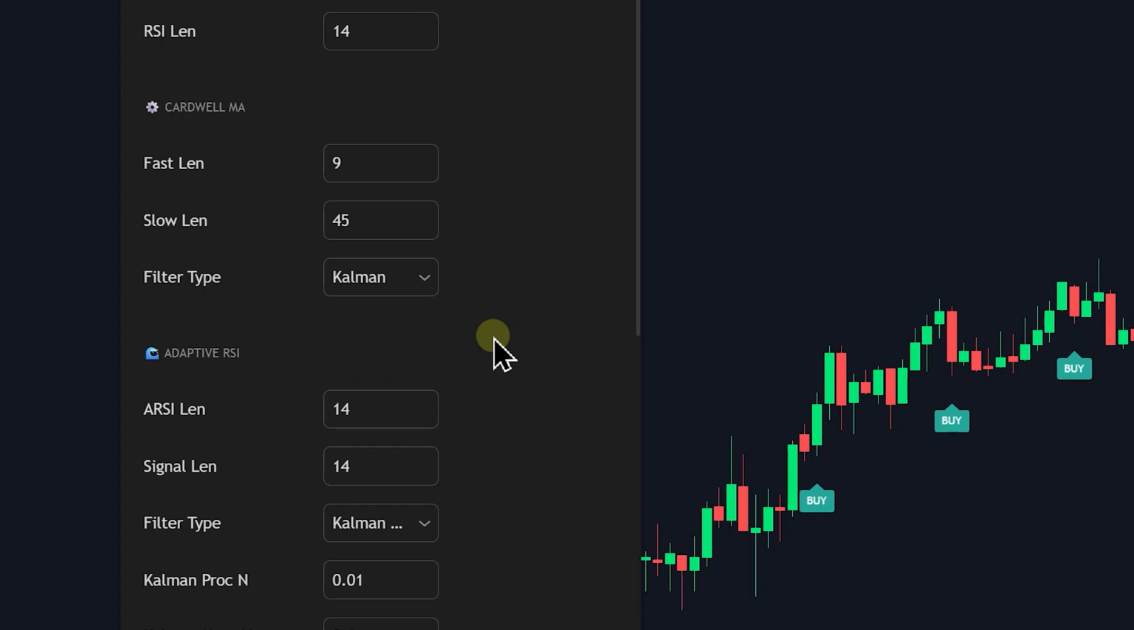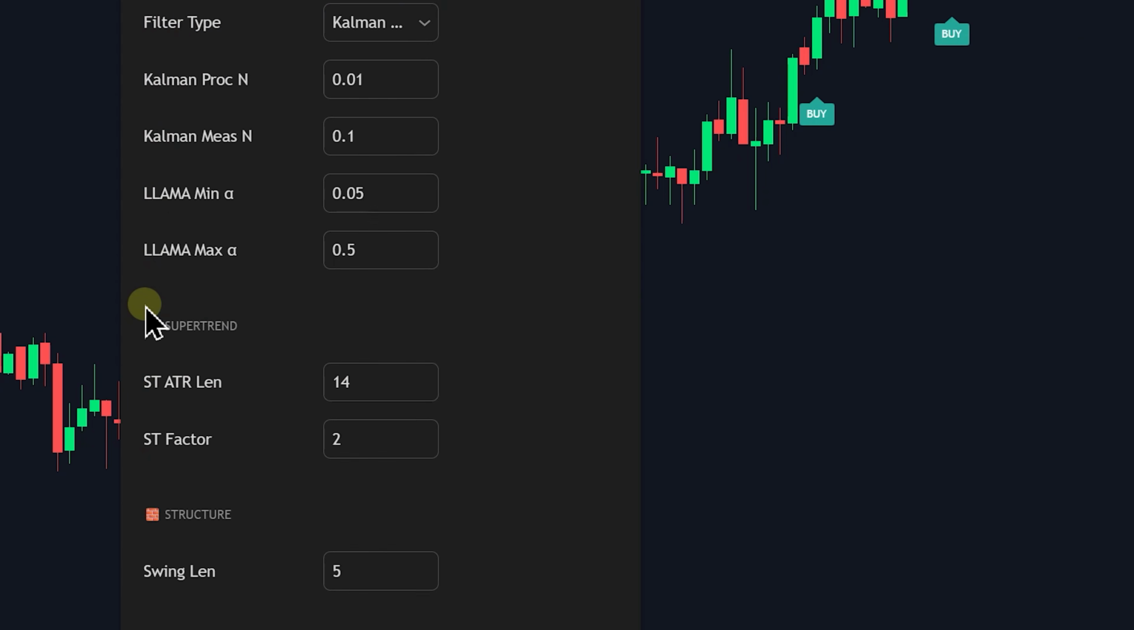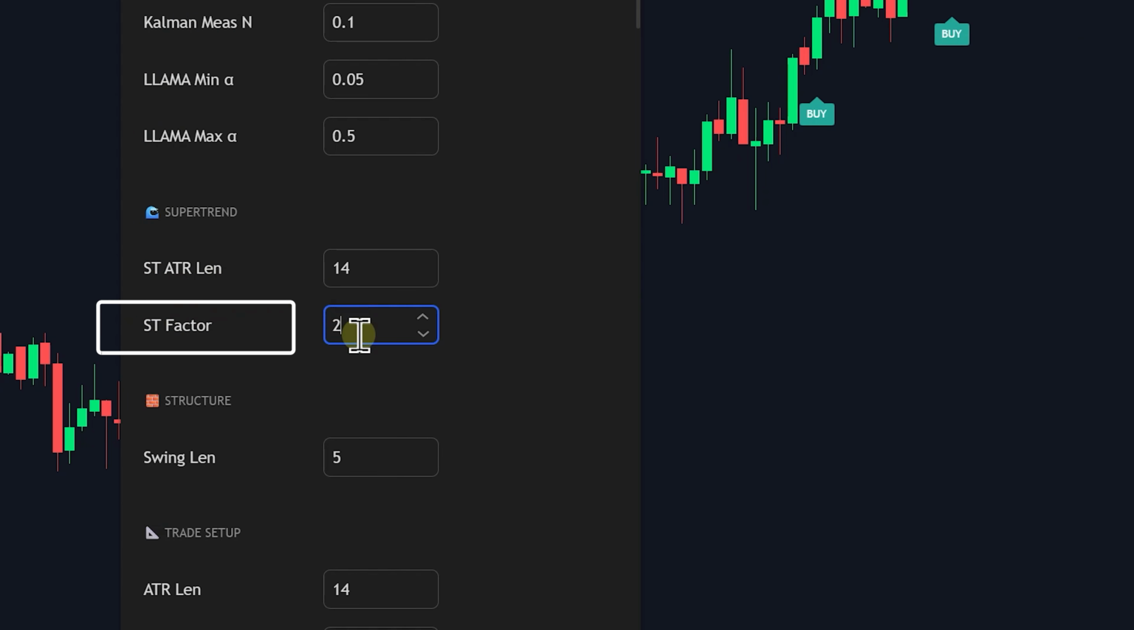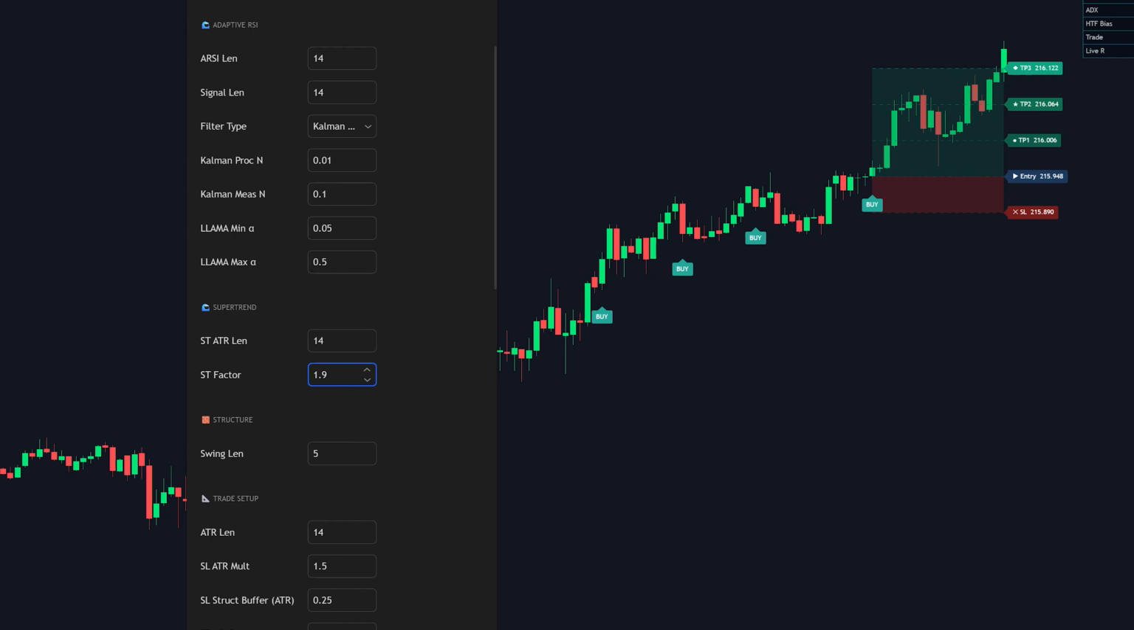Now, the next section controls the adaptive RSI module. Here you'll find the supertrend factor together with additional adaptive smoothing settings. The supertrend factor controls how sensitive the adaptive momentum trend becomes. Smaller values make the trend react more quickly. Larger values require stronger momentum before changing direction. Again, for GBP/JPY on a 5-minute time frame, I'm going to leave these settings at their default values.